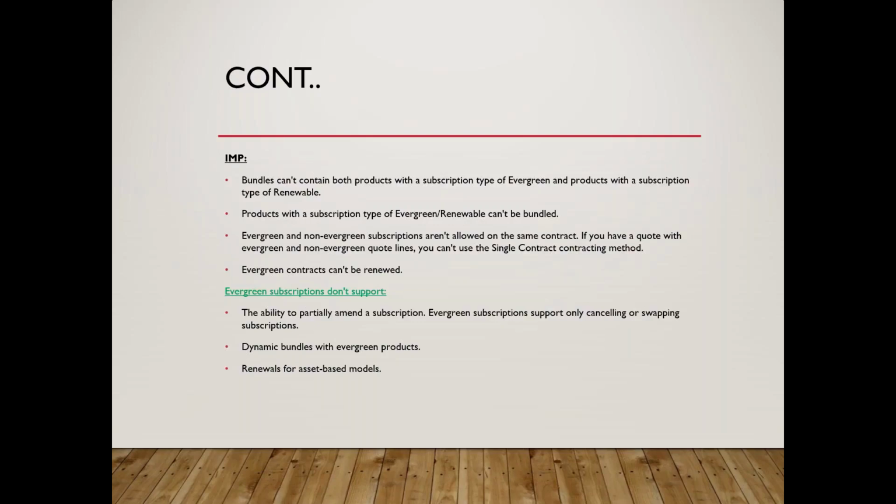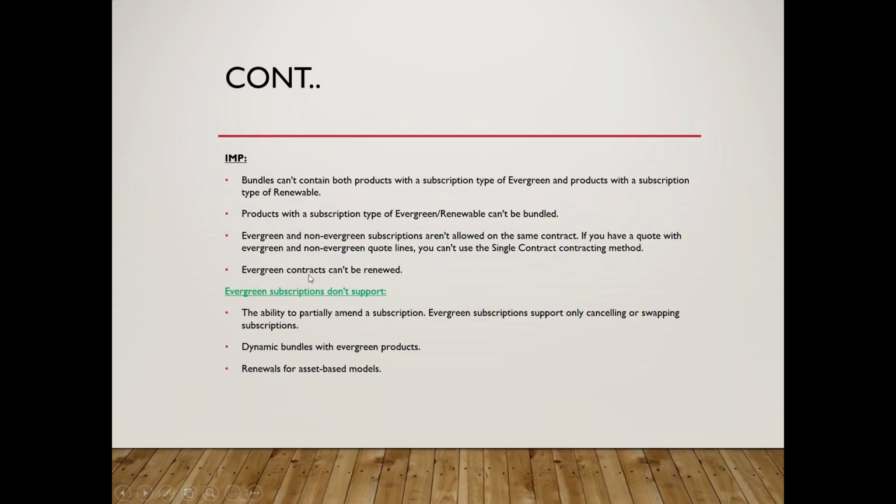But once you create a contract for that, it will create a separate contract for evergreen and a separate contract for non-evergreen products. So it will create two contracts on the order. One is for the renewable product, because that contract will be renewable for next year, and one is for evergreen, which cannot be renewed, but you can do invoices there. That is, evergreen and non-evergreen subscriptions are not allowed on the same contract. You will have separate contracts, and evergreen contracts cannot be renewed.